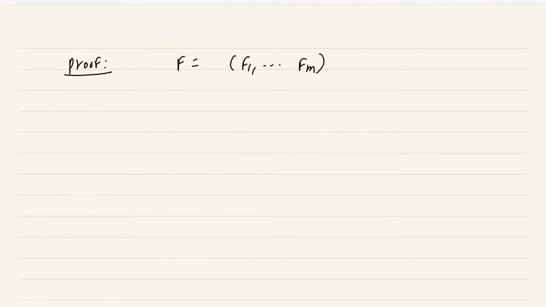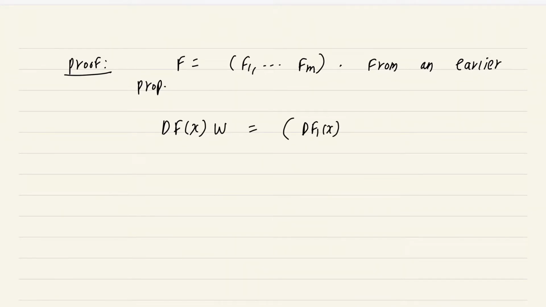Write f as f1 to fm. We know from an earlier proposition that dfx acting on a vector w is, in terms of the basis e1 to em, nothing but df1x(w) e1 plus dot dot dot plus dfmx(w) em. We proved this earlier when we talked about the Jacobian matrix. Somewhere around that time I had stated what the derivative is going to be in coordinates. So this is an expression for dfx(w) in terms of coordinates.